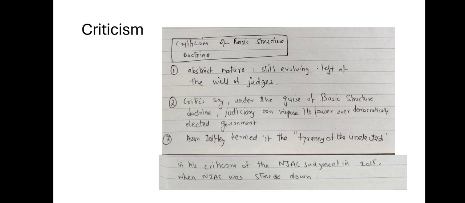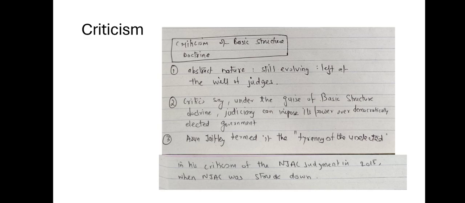So, this is the criticism of the basic structure doctrine: that it is very abstract in nature. It is still evolving. Nothing concrete can be said at any point of time. It is left at the will of the judges, totally at their discretion. Critics say that under the guise of the basic structure doctrine, the judiciary can impose its power even on a democratically elected government.